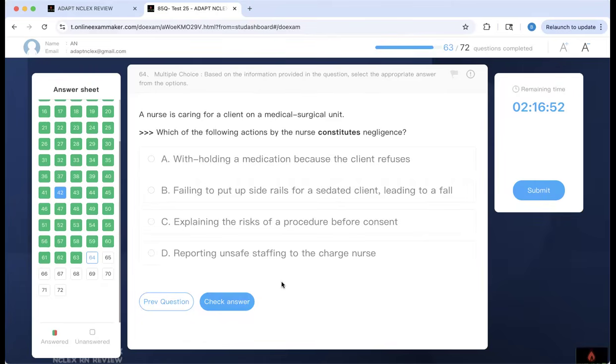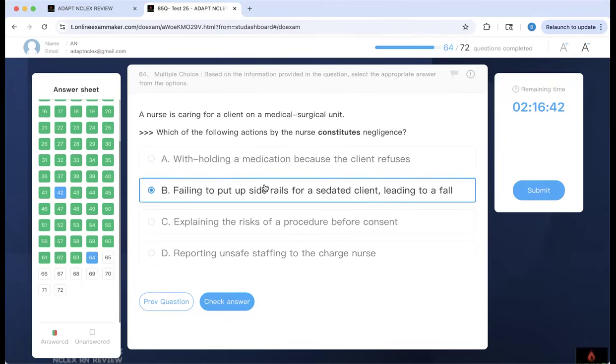Ethics, mental health. But I can tell you, if you're supposed to do something by law and you forget, you don't do it, and something happens to the patient, that is a problem. The patient fell because you forgot to raise the bed rails. That's a problem. If you hold the medication because they refuse, you're obeying autonomy. You explain the risks, you're doing your job. You're reporting something unsafe, you're reporting yourself.